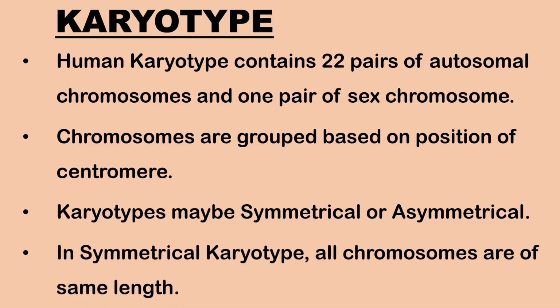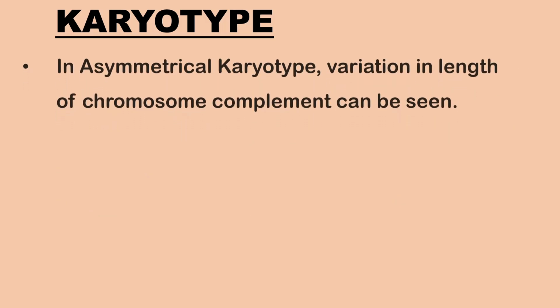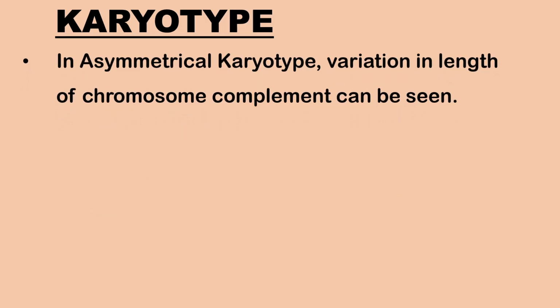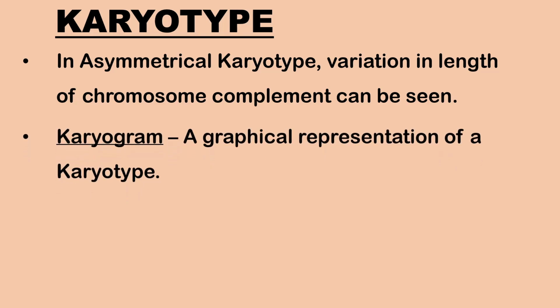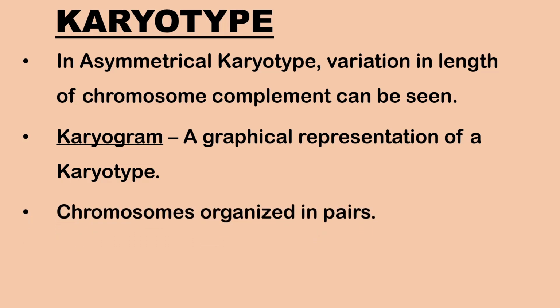In symmetrical karyotype, all the chromosomes are of the same length, while in asymmetrical karyotype, there is variation in length of chromosome complement. A karyogram or ideogram is a graphical representation of a karyotype. Chromosomes are organized in pairs, and in each group, the descending order of length of chromosome is maintained.